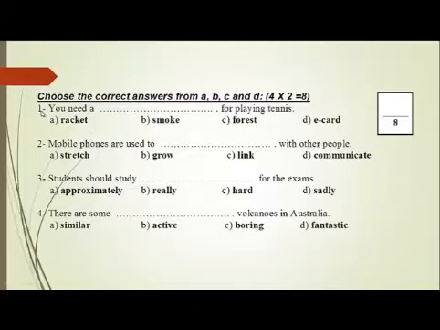Number 1. You need a for playing tennis. The choices: racket, smoke, forest, e-card. Of course, you need a racket for playing tennis.